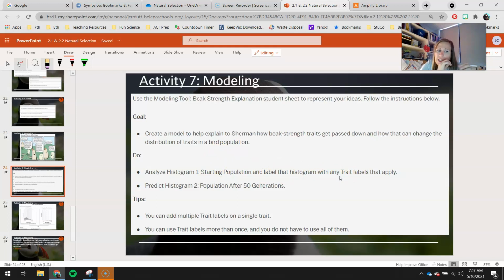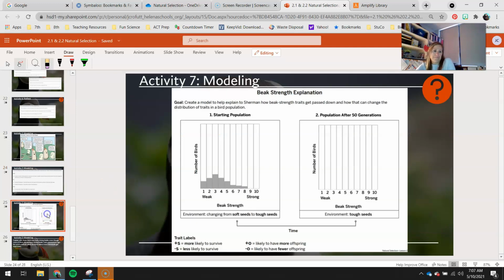And then you're going to predict the histogram 50 generations later. You can add multiple trait labels on a single trait, you can use trait labels more than once, and you do not have to use all of them. You'll see we have new trait labels here. This one should look familiar. Before we just used a plus and minus. The plus meant more likely to survive, the minus meant less likely to survive. The O's, on the other hand, are going to talk about reproduction and having more or less offspring. So the plus is more offspring, the minus is less offspring. You can take a look.